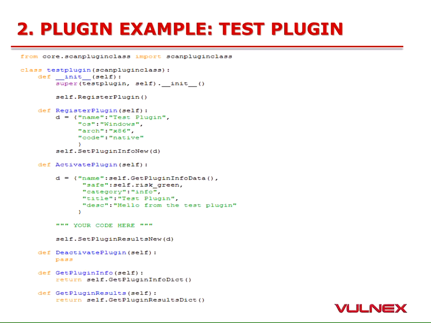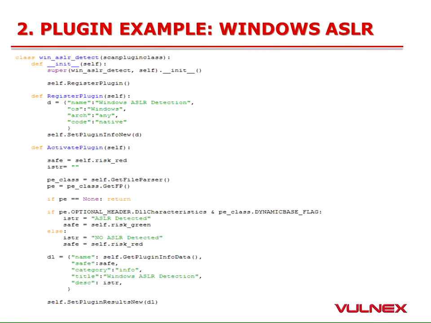And then in the activate plugin function, that is just where your code goes. For example, this is quite like a skeleton file, so you can just take this file and add your own checks, and that's it, you are ready to go. So it's quite easy to add your own checks into the tool, just following this file. And here we have a real example, right?